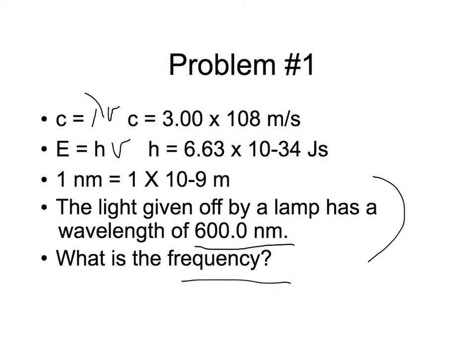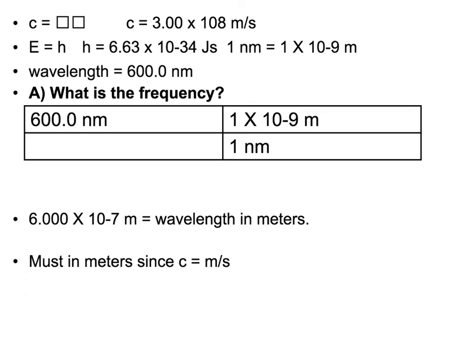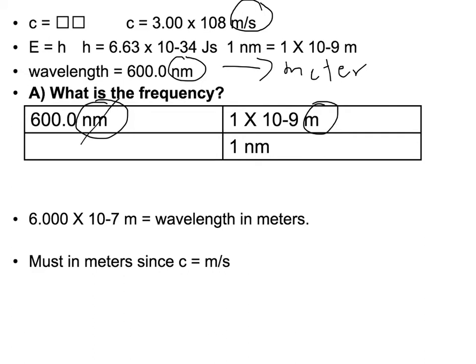So first, to tackle that, since the speed of light is given in meters per second, we're going to need to convert the wavelength from nanometers to meters. So the way to accomplish that is we're going to set up this chart where we have 600 nanometers on top. We'll multiply that by 1 times 10 to the negative 9th meters. That will get rid of the nanometers and provide us with meters.